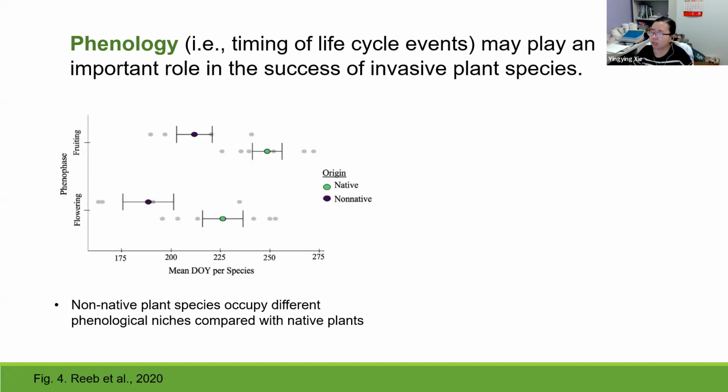Those are for non-native species. And they are on the left side of the graph, which shows that they do show earlier flowering and also earlier fruiting than the native species. I think the study focused on the northeastern United States, probably Pennsylvania, if I remember correctly.